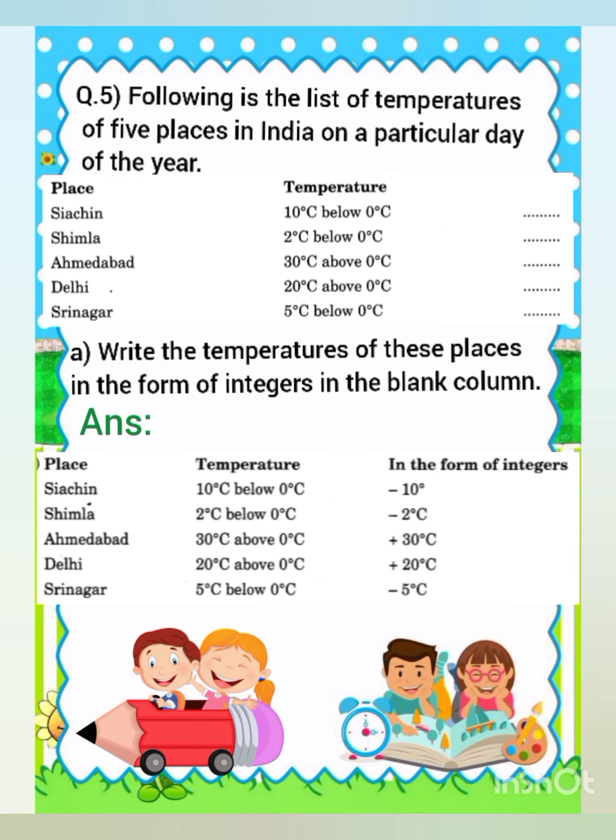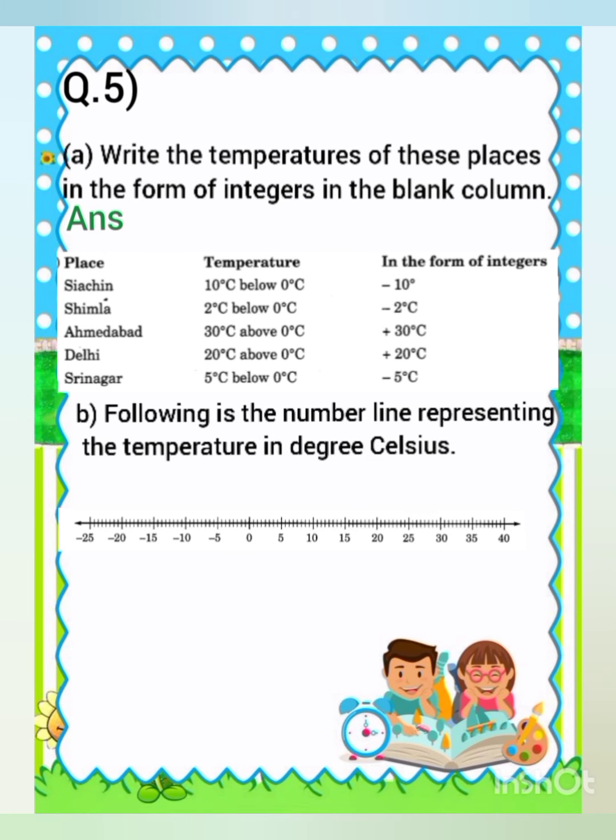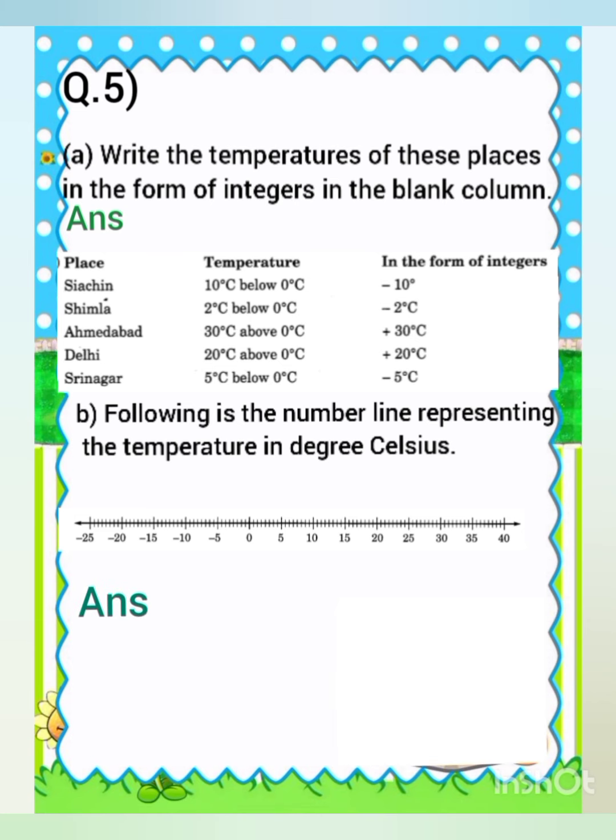Now let's solve another one. After solving sub-question A, we are going to use this table when we are solving sub-question B, C and D. Now, sub-question B says: following is the number line representing the temperature in degrees Celsius. Now, my dear students, here the number line is given and we have to mark the above temperatures as per the places on this number line.